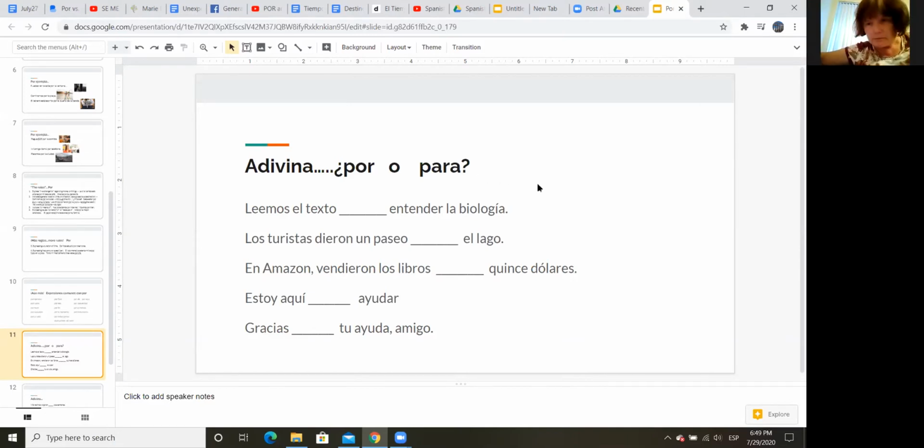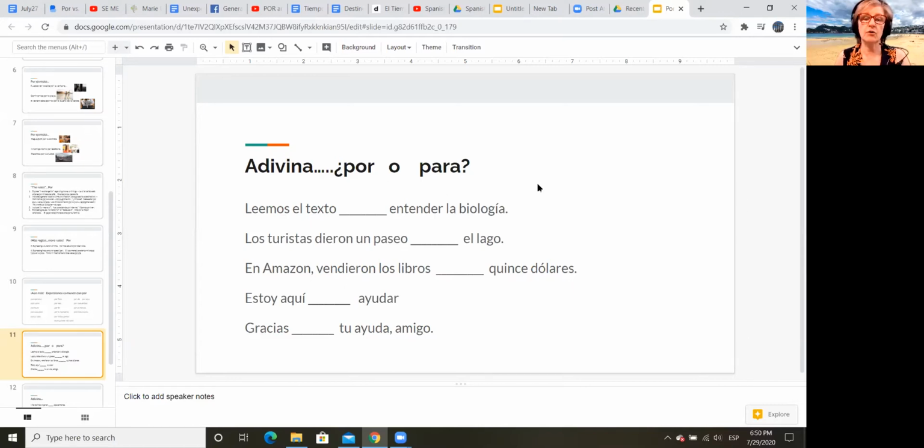Leemos el texto para entender. Para, in order to. Leemos el texto para aprender la biología. We read the text, and we wouldn't say "for to understand." We would say "in order to," or just "to understand." We shorten it a lot in English. We read the text to understand, but in order to make sense. If it's "in order to," para is what you need.